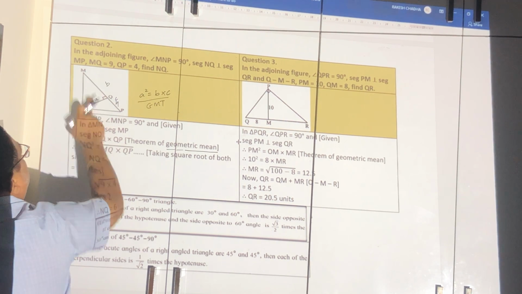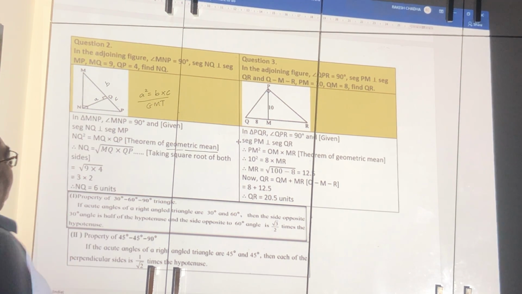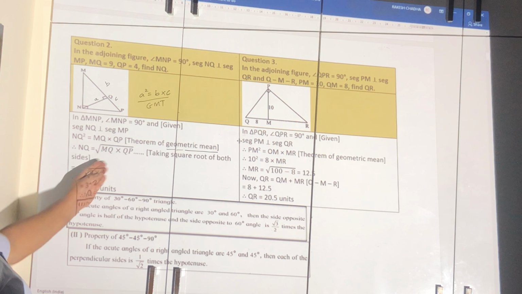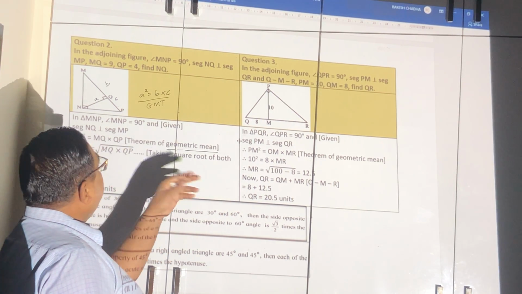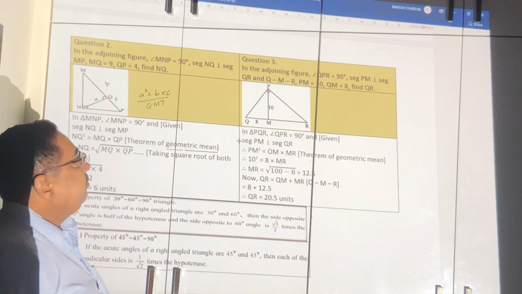Shortcut. Remember for exam. Okay? So you just put in the values and you will get the answer directly without breaking your head. Okay? Have a look at this same sum, but the diagram is now inverted.